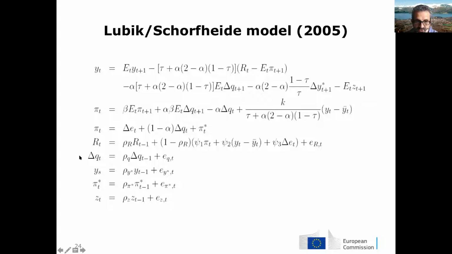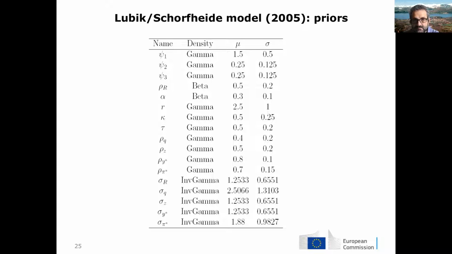And then there are exogenous processes for the terms of trade, for the rest of the world GDP, for the rest of the world inflation, and for the technology. This model has been estimated with these priors. And we want to analyze the uniqueness, so whether there are portions of the space that don't provide a unique solution.